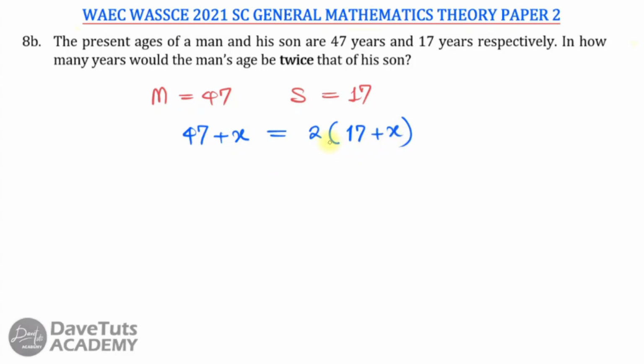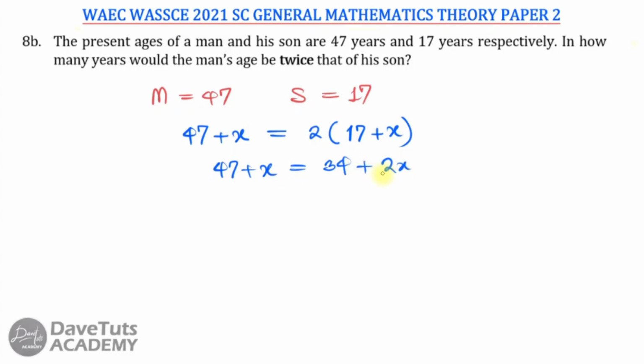But we are being told that at that particular year, the man's age will be twice that of his son. That's why we're multiplying his son's new age by 2. So all we need to do is to solve this equation, and we'll get that number of years, which is x, okay? So if we open up this bracket, we have 47 plus x is equal to 2 times 17, which is 34, and 2 times x is 2x.